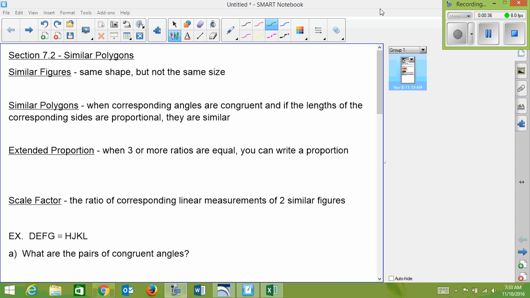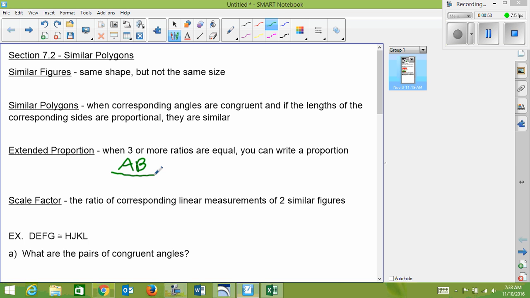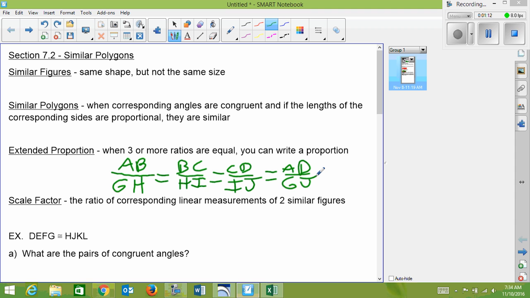Extended proportion is when three or more ratios are equal. You can write them in a proportion, and I will give you an example here. So if I have AB over GH equals BC over HI equals CD over IJ equals AD over GJ. It's still a proportion as long as all those things are equal.